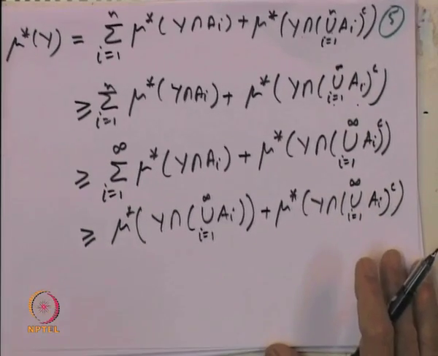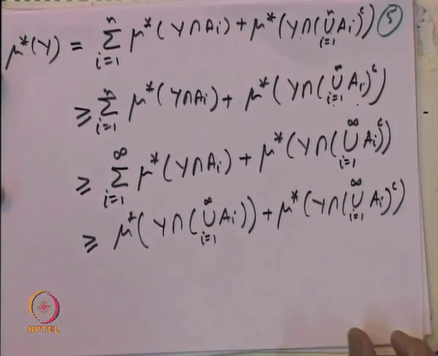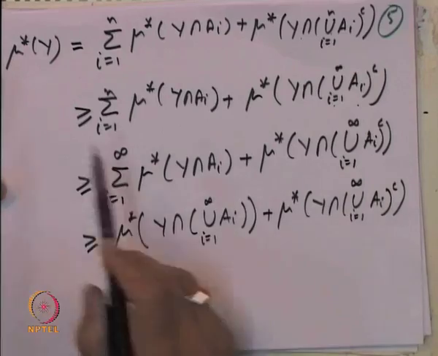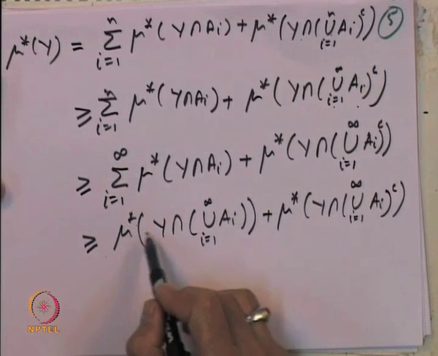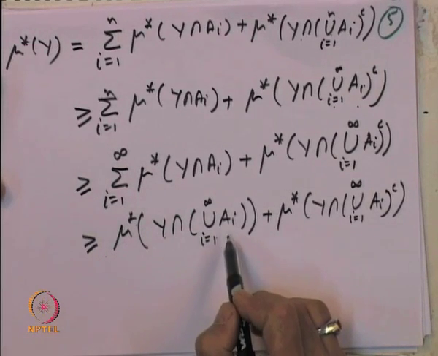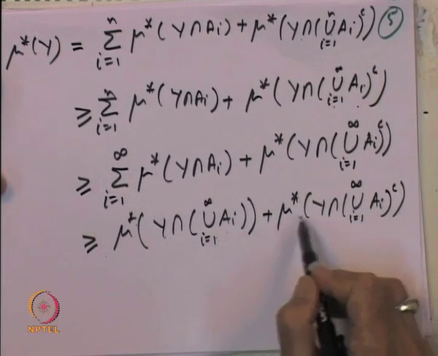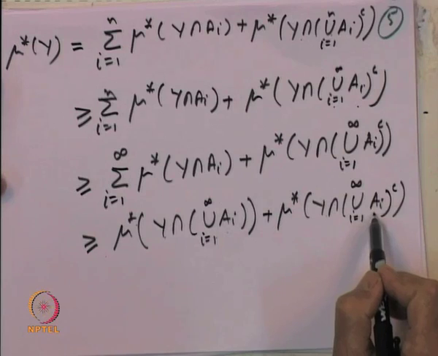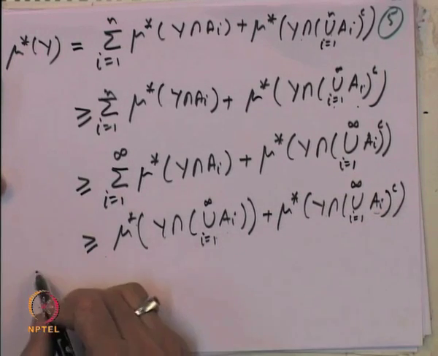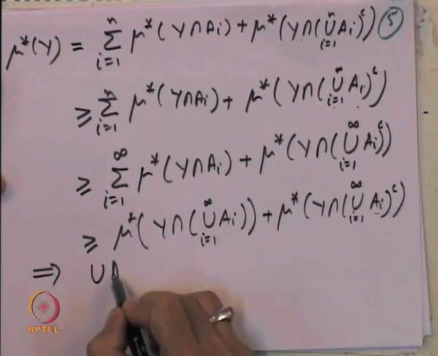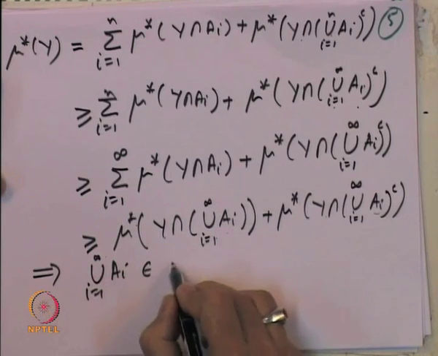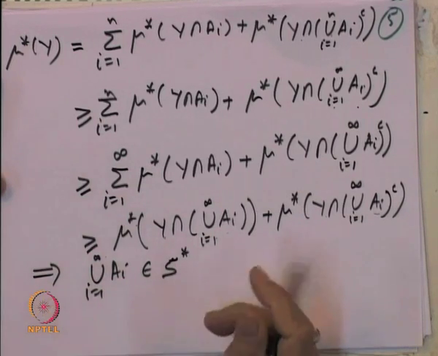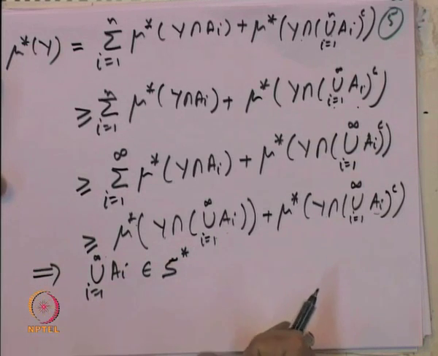So, using the fact that for every n, A_n is a measurable set, we are able to say that mu star of y is bigger than or equal to mu star of y intersection the union of A_i's plus mu star of y intersection the complement of the union. So, that implies that union A_i, 1 to infinity, belongs to S star, is a measurable set. Not only that, we can say something more actually.